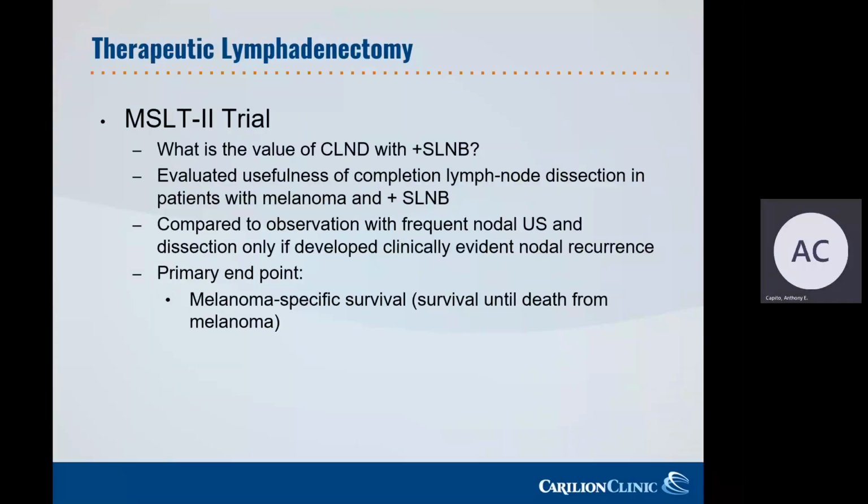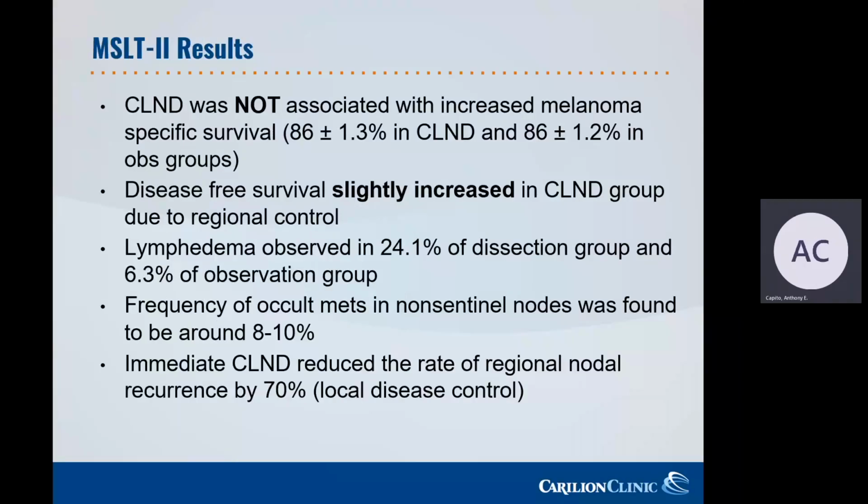So they wanted to, in the second trial, see what is the value if you do have a positive sentinel lymph node. What's the benefit of doing a completion lymph node dissection? That's the CLND. Based on this study, they wanted to evaluate the usefulness of a completion lymph node dissection because this significantly increases the rate of lymphedema in that extremity. So they wanted to compare this surgery to frequent ultrasounds of the axilla and a dissection only if clinically evident node recurrence is seen or pathological nodes are seen on ultrasound. And their primary endpoint was melanoma-specific survival. So they're just looking at survival in this MSLT-2 trial.